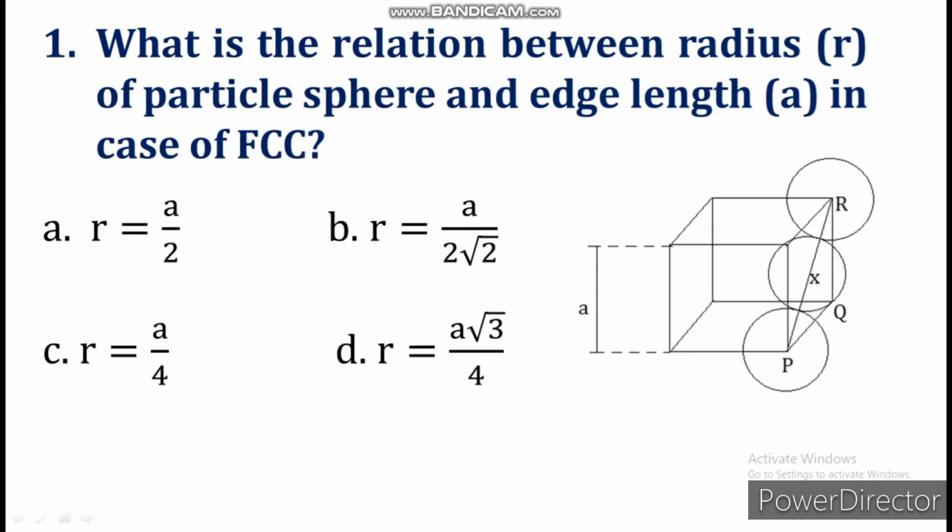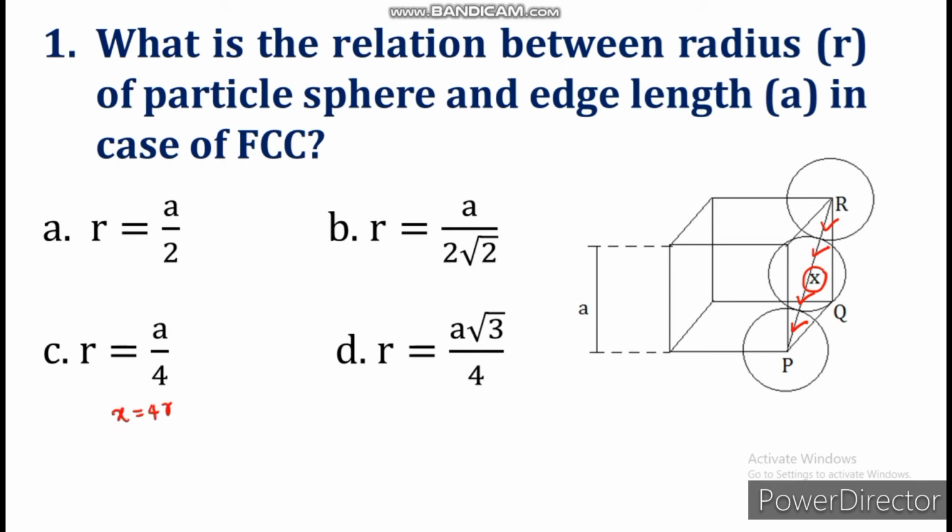Let's solve this. Now we have seen this diagram when deriving what the packing efficiency for FCC, right? Now see here, I'll just do one thing. Here we are considering the diagonal length as X. Now this diagonal PR is made up of how many radii? You can see 1, 2, 3, 4. It is made up of 4 radii. So I can write x equals to 4r, right?